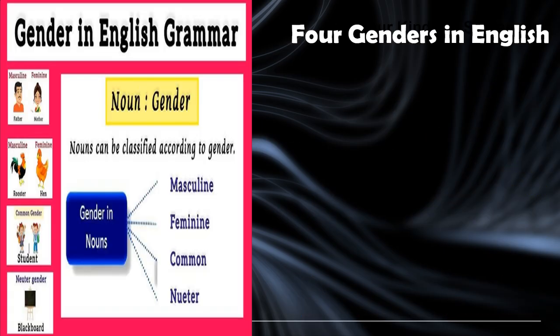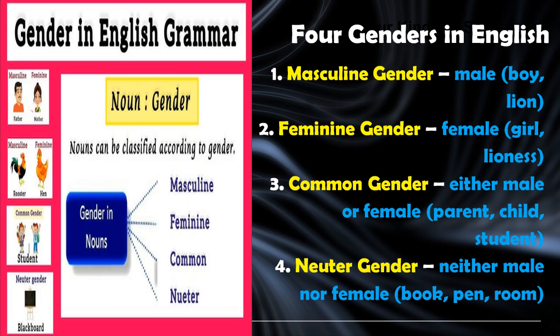Now we already understand the basic idea of male and female genders. Let's expand our view. In English, nouns are actually classified into 4 genders. First, the masculine gender. This refers to a noun that denotes a male person or animal. Example: boy, lion, king, uncle. Second, the feminine gender. This refers to a noun that denotes a female person or animal. For examples: girl, lioness, queen, aunt.